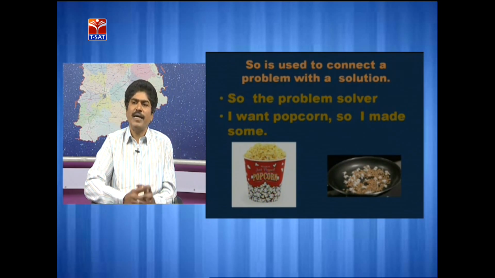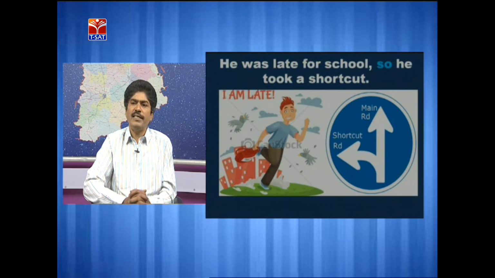So is used to connect a problem with a solution. So is also like that. I want popcorn, so I made some. It is also a problem solver. I want popcorn, that is one thing. I made some, that is the solution. He was late for school, so he took a shortcut. The problem is being late to school, the solution is he took a shortcut.